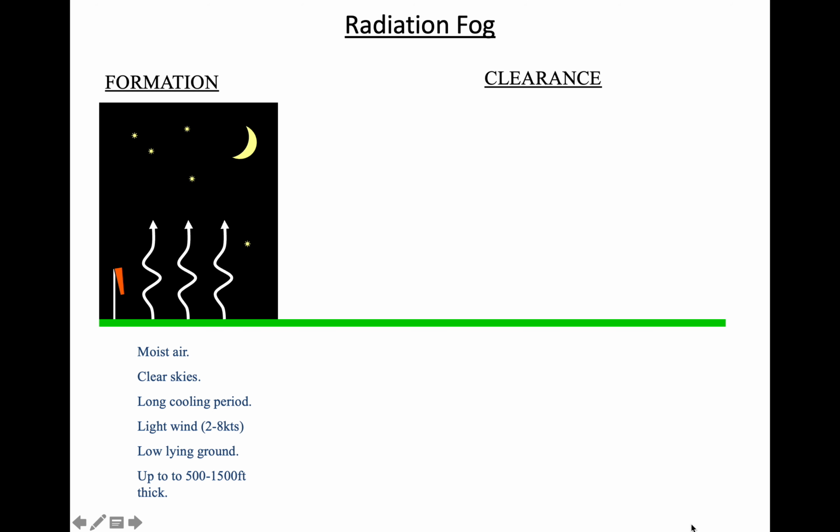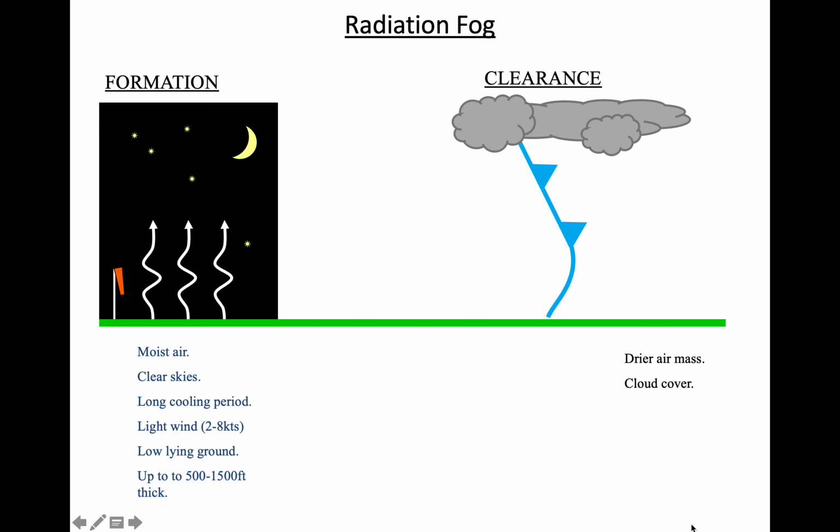How is it going to clear? If we have a drier air mass that comes in, so that air moves through, it's going to clear it up because it's now got no moisture to cause that fog. We talk about cloud cover. Effectively, it's going to insulate it and warm it up because those rays can't escape as they come through. They come down and bounce up like this, and therefore warm that air.